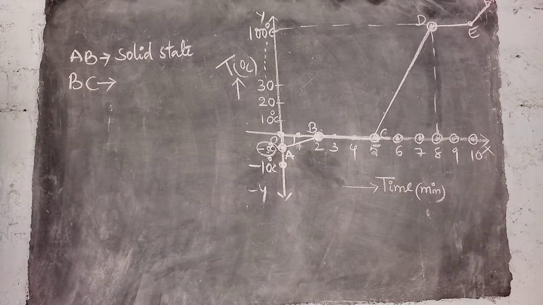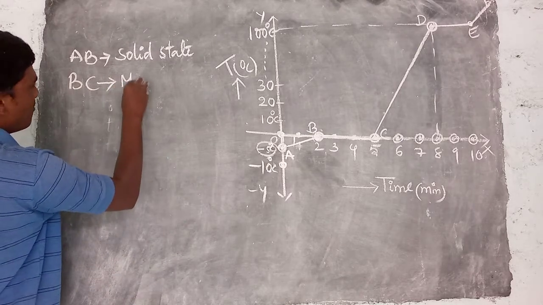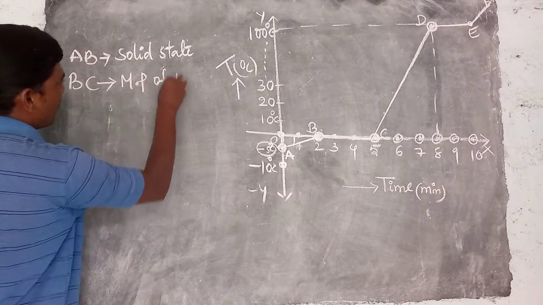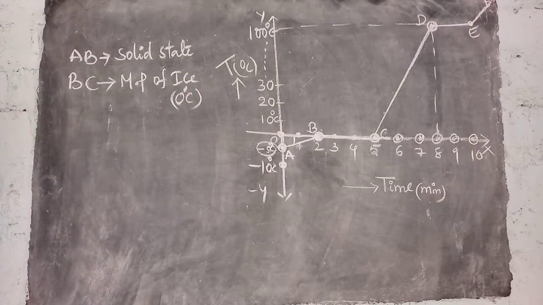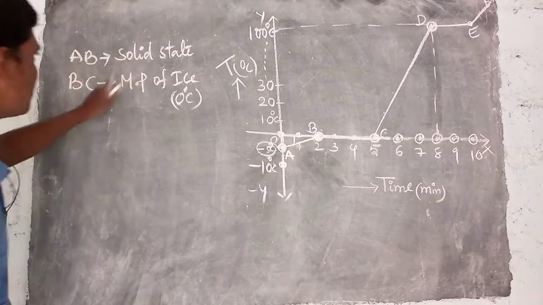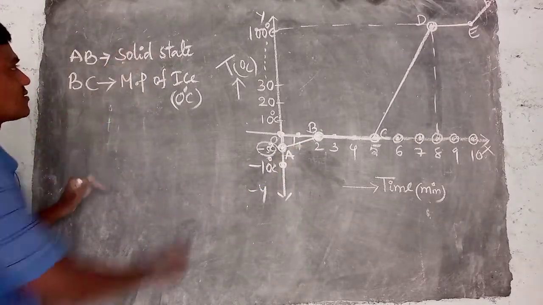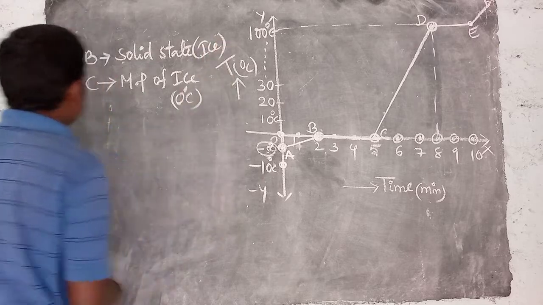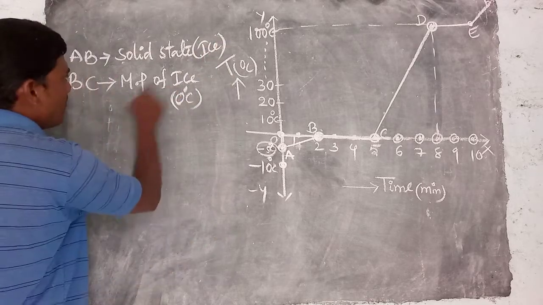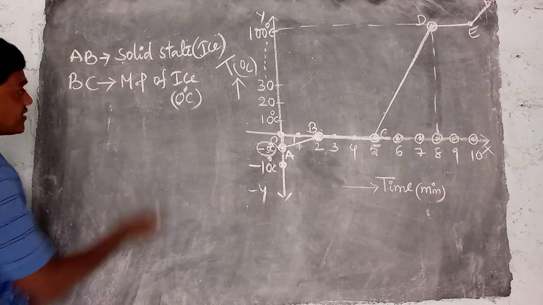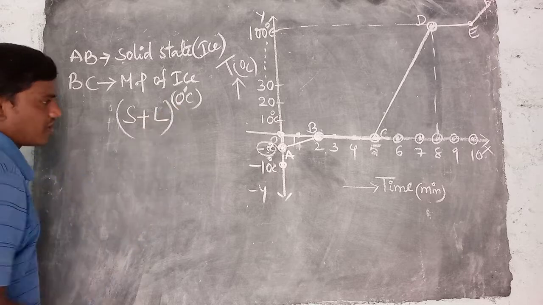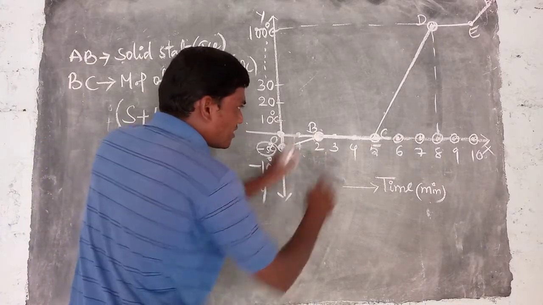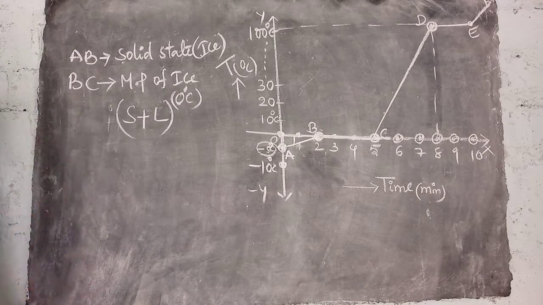Next, BC represents the melting point of ice. What is this? 0 degrees Celsius. Listen very carefully. The AB line represents the solid state, meaning ice. Next, BC represents the melting point of ice. The BC phase represents the solid plus liquid phase. In AB, only the solid phase is there. In BC, both ice and water are combined. That's why it is solid plus liquid.